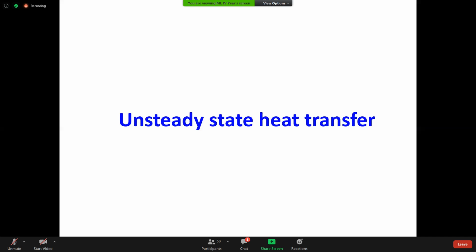Unsteady state conduction. So far we have seen the steady state conduction, which is very simple. Here there are three types: lumped analysis, Heisler charts, which will be used with the help of the data books, and error functions.